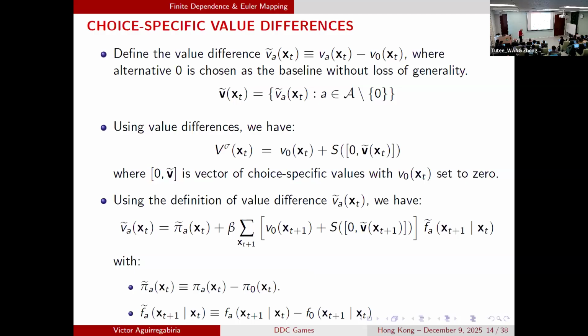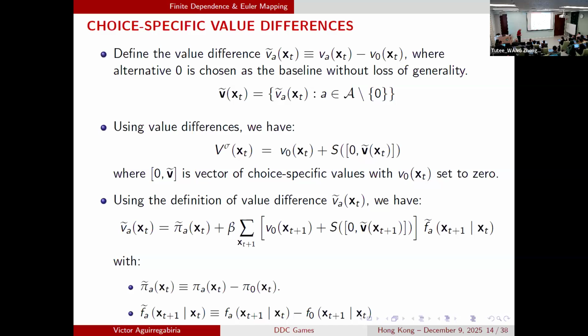And this is just the value V at period t+1. But we know that we can write the value at period t+1 as the sum of the value of an arbitrary choice alternative plus the surplus function. Remember that these are payoff differences between alternative A and 0, and these are differences between transition probabilities. Okay, you have the definition. Then we have this expression, and now I'm going to do this telescoping as Bob described.